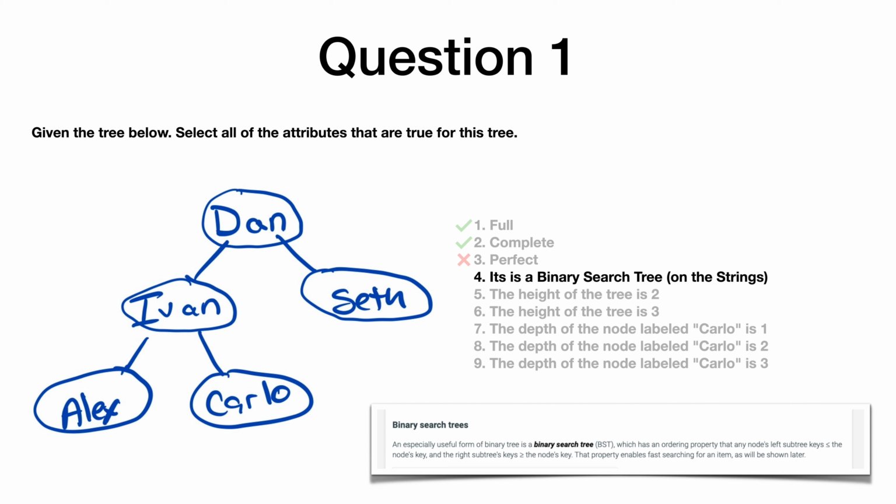The next question asks, is it a binary search tree? Binary search trees are defined in that they have this property where all of the nodes in the left subtree are less than the nodes in the right subtree. Well, the root of this tree is Dan, and its left child should be smaller, which is Ivan, so D comes before I, which means this isn't a binary search tree. This first link violates that property, which means it's not a binary search tree.